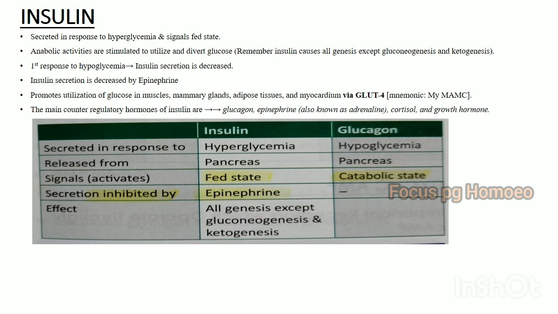Next, the difference between insulin and glucagon hormones. Insulin is produced in response to hyperglycemia. Glucagon is produced in response to hypoglycemia. The two are secreted from the pancreas. In the well-fed state, insulin gets activated. In the catabolic state, glucagon gets activated. Insulin is inhibited by epinephrine, and its effect is making all kinds of genesis except gluconeogenesis and ketogenesis.